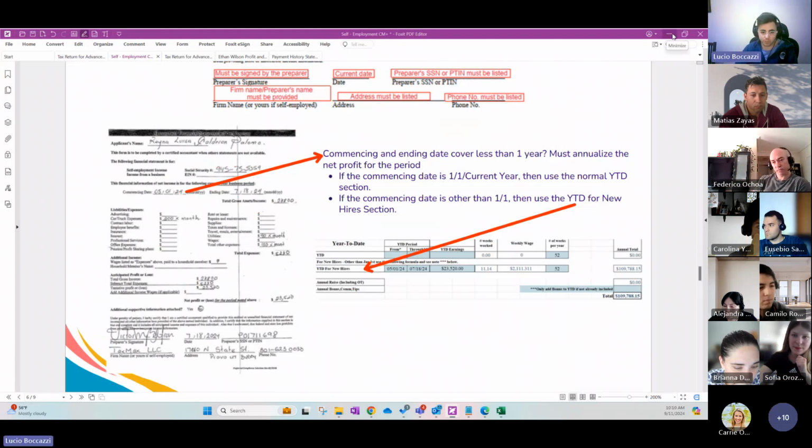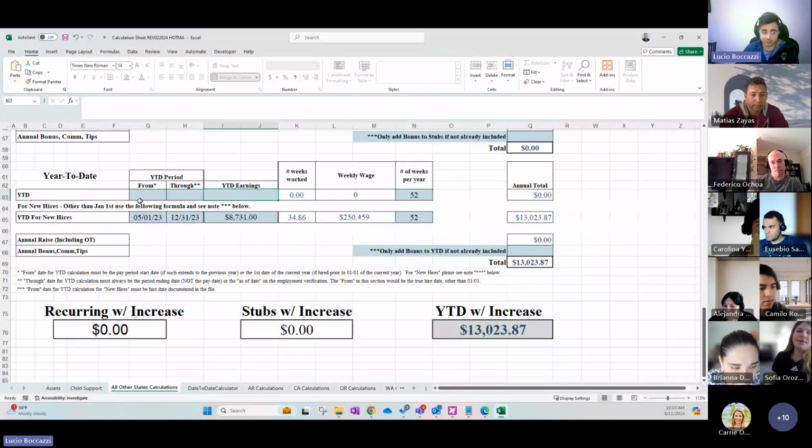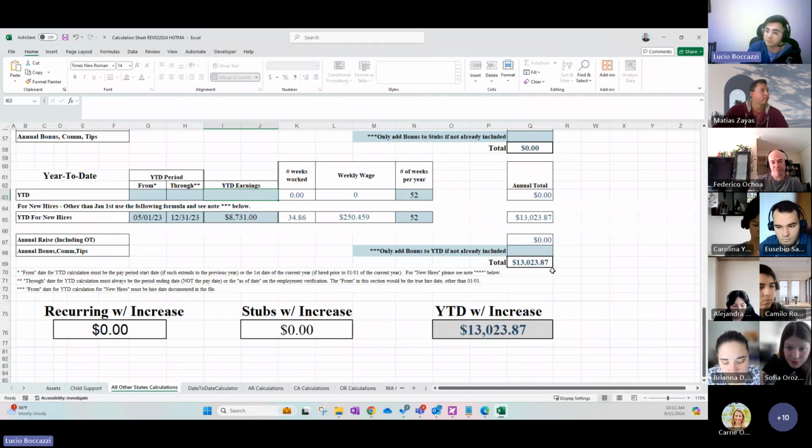Yeah. So what you need to remember is your from date will be the start date of the self-employment that you get from the self-employment declaration. Your through date would be the last day of the year, which is where the tax return ends. And then you will use that amount from line 31 of the Schedule C to annualize it. Does that make sense? Any questions about this?